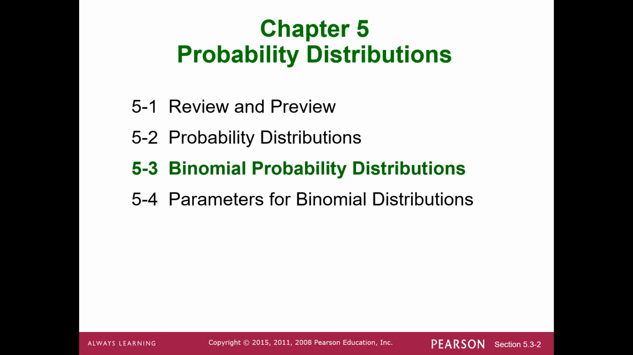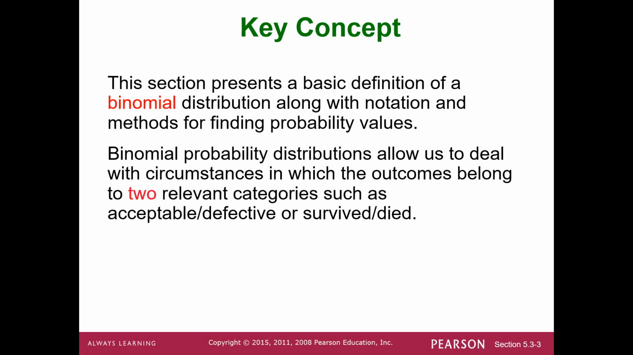Okay, so now what we're going to do is look at some of the key concepts that we will study in this lecture video. It says this section presents a basic definition of a binomial distribution along with notation and methods for finding probability values. Binomial probability distributions allow us to deal with circumstances in which the outcomes belong to two relevant categories, such as acceptable or defective, or survived or died.